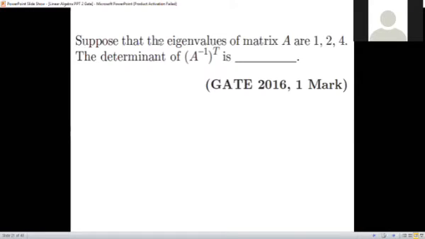Same. Yes, it will not change. So whatever are the eigenvalues of A, the same will be the eigenvalues of A transpose. Correct? So whatever the eigenvalues of A inverse are, those will be the eigenvalues of A inverse transpose. Right? So we want the determinant. Now you have told me the eigenvalues. Tell me the determinant of A inverse transpose.